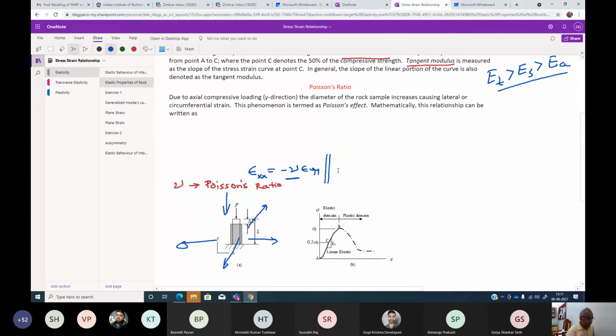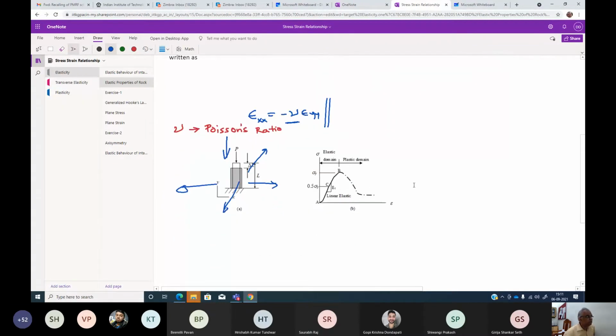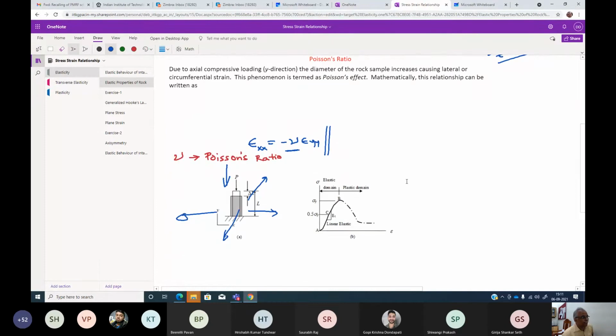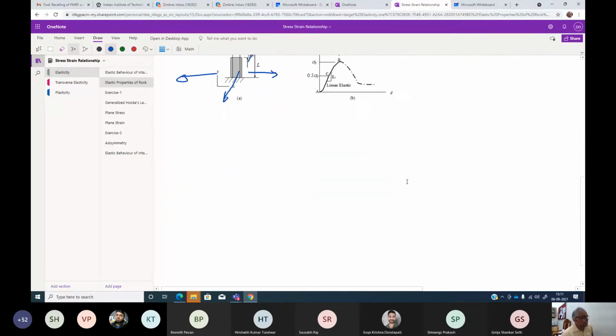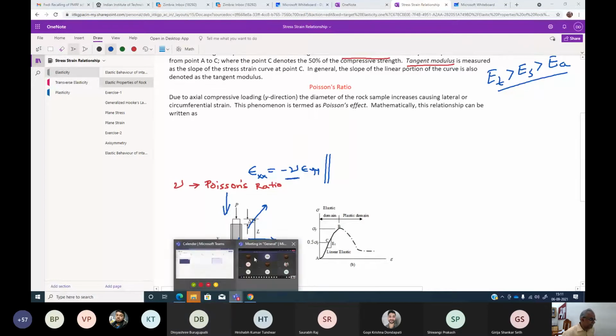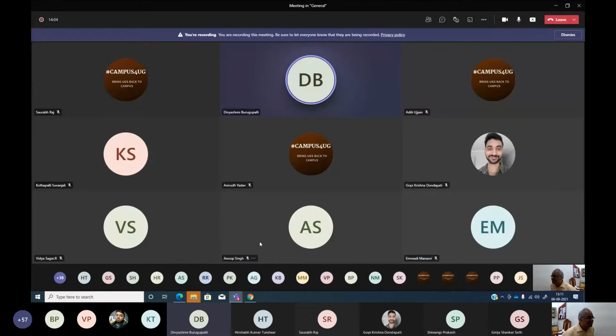Okay. Now why the minus sign? Can anybody say why the minus sign is there? Can you guess why the minus sign is there? Anybody? Nobody? The ratio will always be positive. Say it again. So that the ratio is always positive.